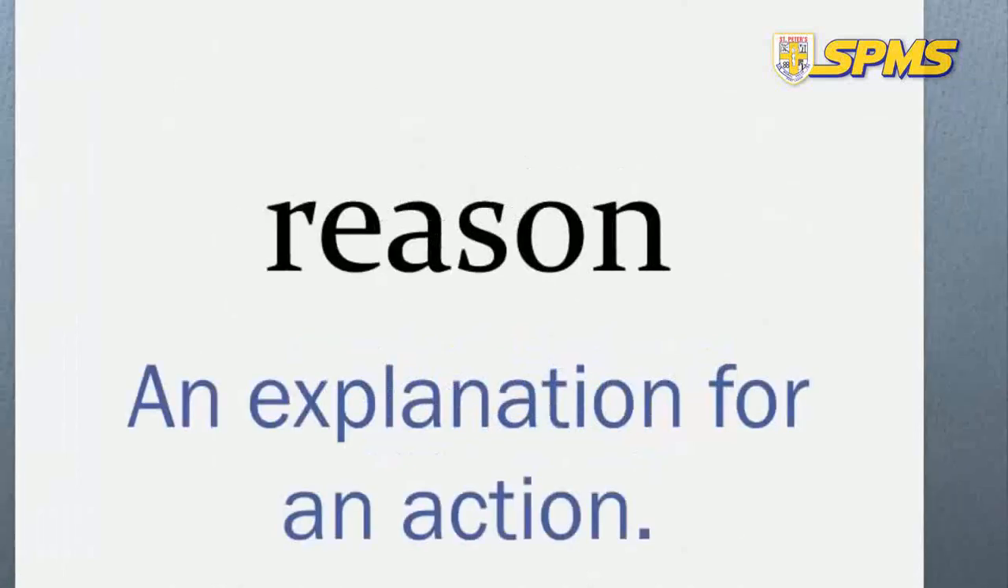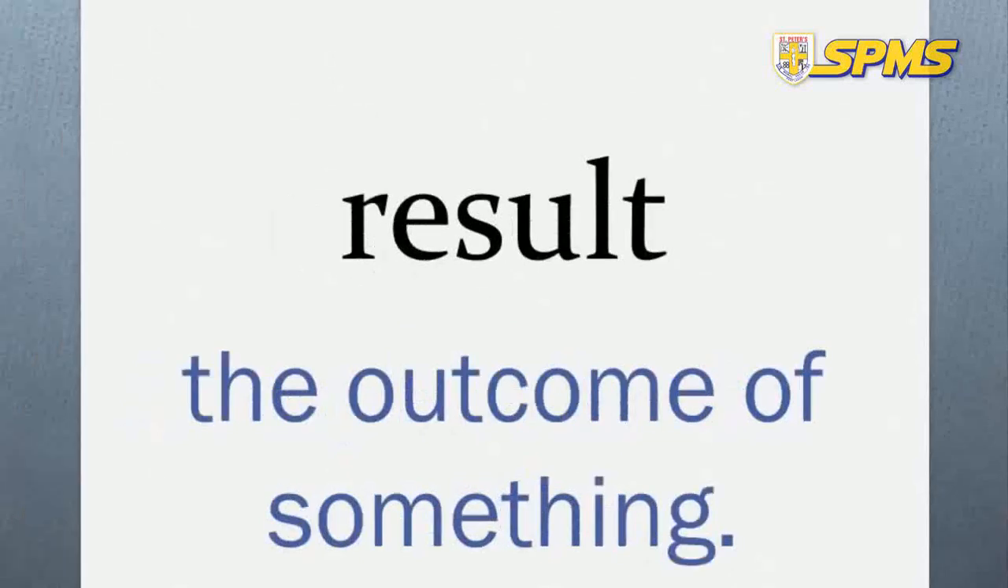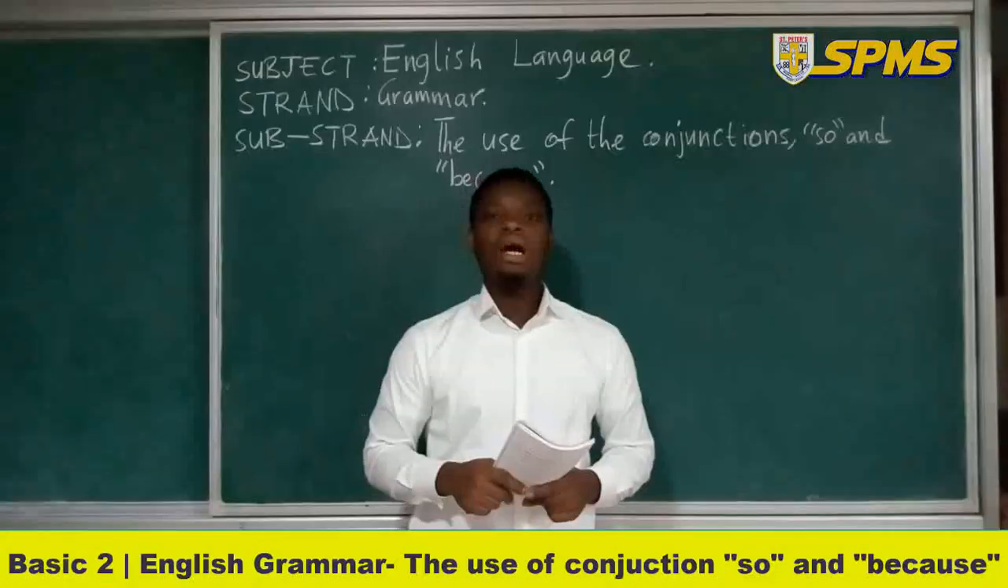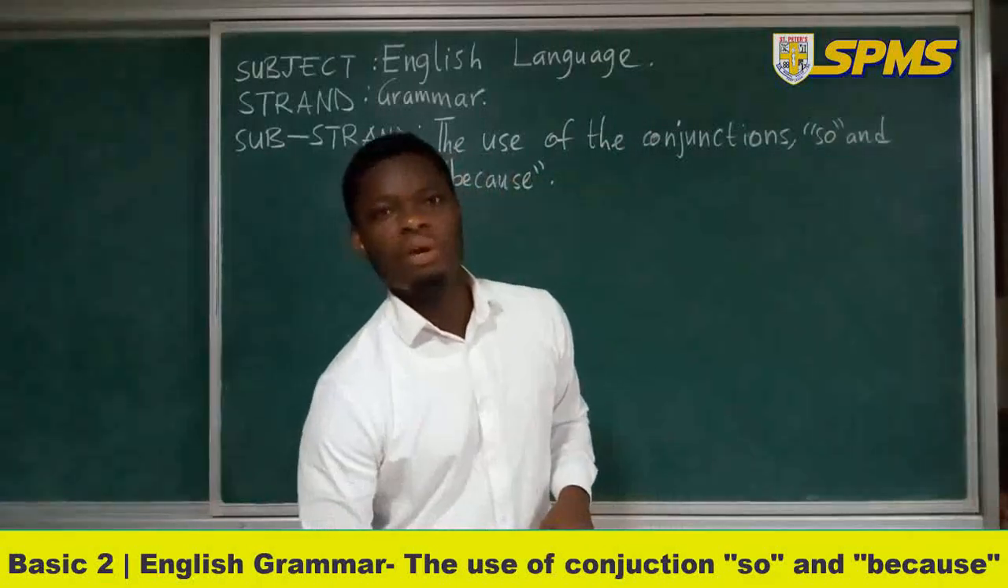Let's look at the second keyword, which is reason. Reason is an explanation for an action. People do things because of certain things, and why they do those things is what we call reasons. The last keyword is result, the outcome of something. Every action that we perform, there's an outcome of it, something that we see at the end of it, and that is what is known as result.